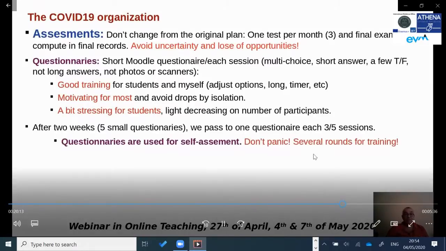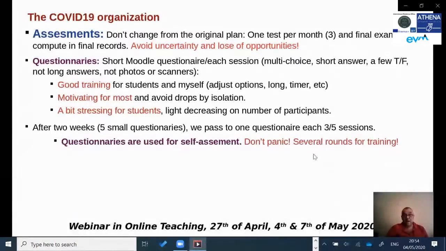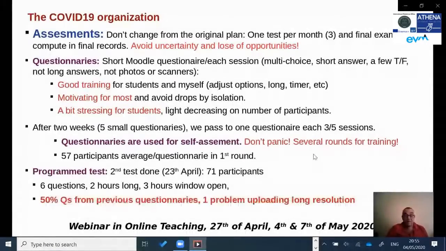All focus on self-assessment. I don't want people to panic, so I provide several rounds for training. I got a very interesting average of participation, and when I did the second test, which counts for the final records, last week, I got 71 participants, and this has been the structure of that test.